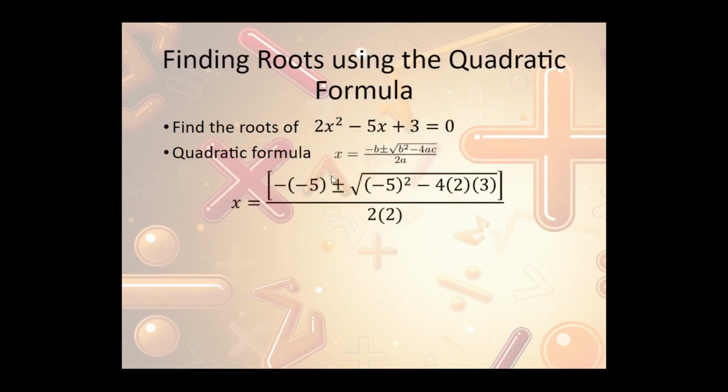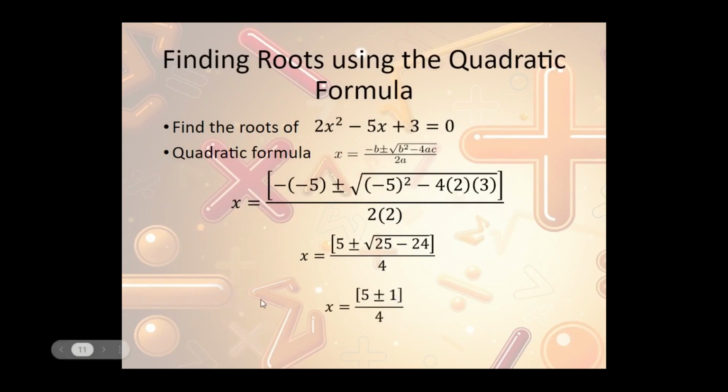We get this. We simplify. Negative 5 is just positive 5. The square root of 5 squared is 25. And then negative 4 times 2 is negative 8, times 3 is negative 24. And then 2 times 2 is 4. So we end up with 5 plus or minus the square root of 25 minus 24, over 4. Well, 25 minus 24 is 1, and the square root of 1 is just 1. So now we end up with 5 plus or minus 1 over 4.